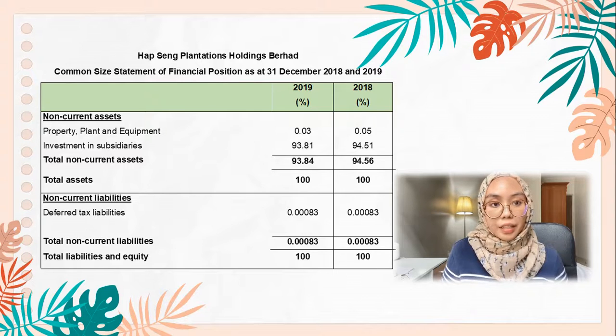The slight reduction in property, plant and equipment might be due to the disposals of motor vehicles, and also the depreciation charge for the year for property, plant and equipment. Besides, the reduction in investment in subsidiaries might be due to the impairment losses for the year.